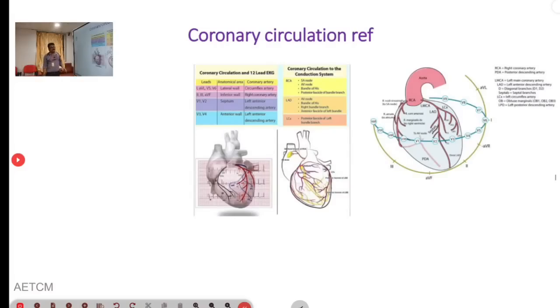Now, coronary circulation, and I am not going into the details of this circulation, this is only theory. Whenever you are getting ST segment elevation in 1, AVL, V5, V6, it is lateral wall MI, circumflex artery. 2, 3, AVF, inferior wall, right coronary artery. V1, V2, septal, left anterior descending artery. V3, V4, anterior wall, left anterior descending artery. These are the common arteries involved.